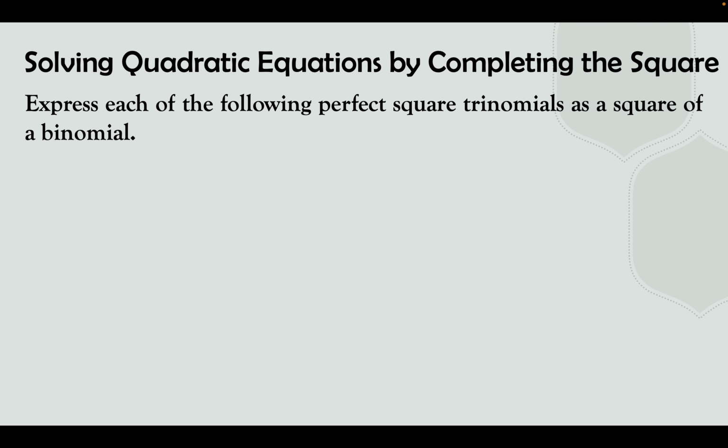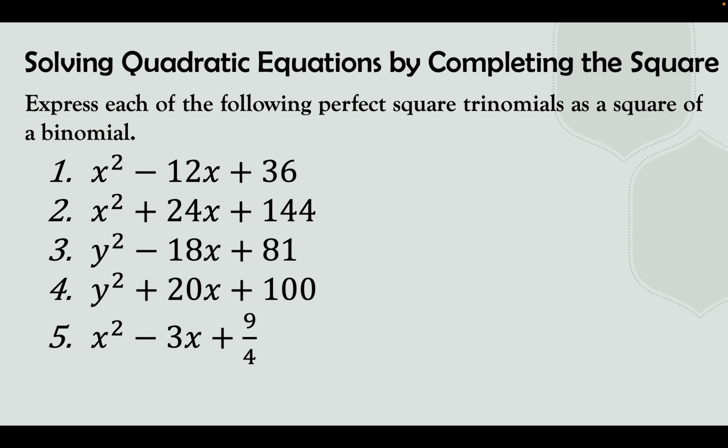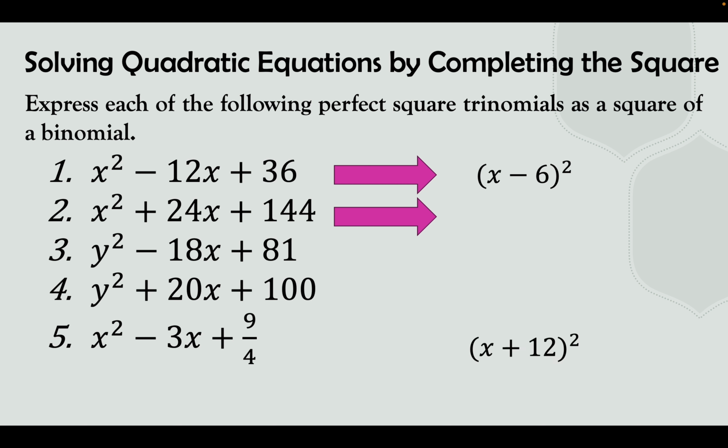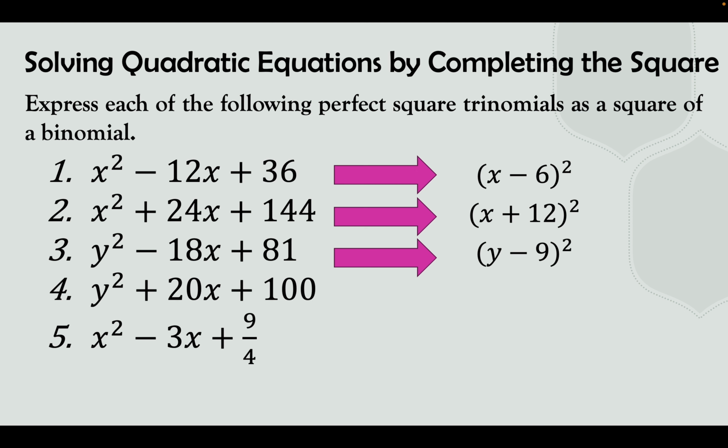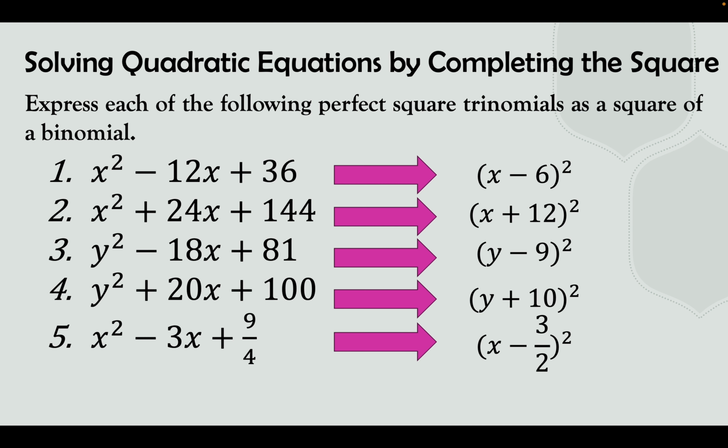Express each of the following perfect square trinomials as a perfect square binomial. We have x squared minus 12x plus 36, so we have x minus 6 squared. And then x squared plus 24x plus 144, we have x plus 12 squared because 12 raised to 2 is 144. We have y squared minus 18y plus 81, which is y minus 9 squared. We have y squared plus 20y plus 100, which is y plus 10 squared. And then x squared minus 3x plus 9 over 4, which is x minus 3 halves squared.